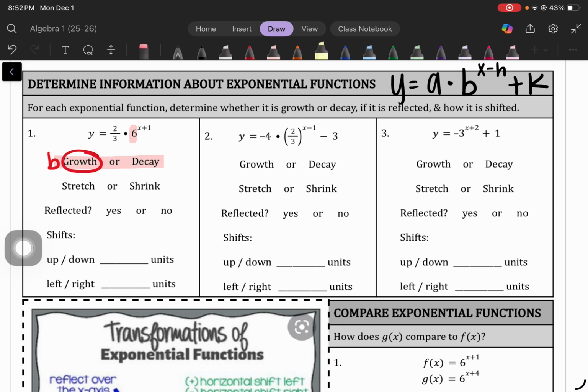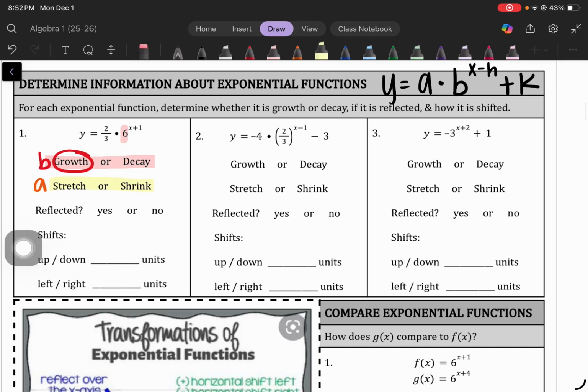When we're determining whether we have a stretch or shrink, we're looking at the letter A, which in this case is 2/3. Because we have a number that is less than 1, we're going to have a shrink. We're trying to make it smaller by having that fraction.